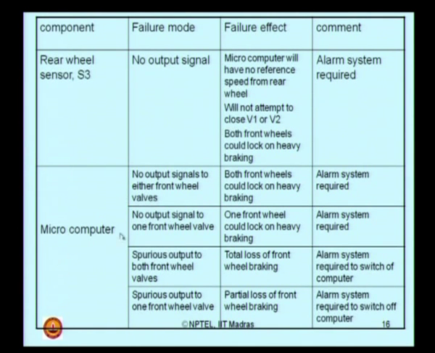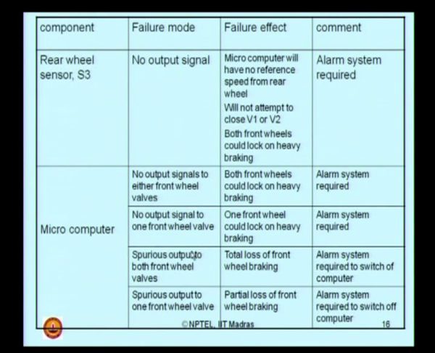Talk about the microcontroller or microcomputer: no output signal is generated either to the front wheel valves or from the sensors. In that case, both front wheels may be jammed or locked because of heavy braking. You need an alarm system to control that kind of situation. No output signal is coming from one of the front wheel valves. Let us say one wheel will get blocked, you have uneven braking, therefore an alarm system is required.